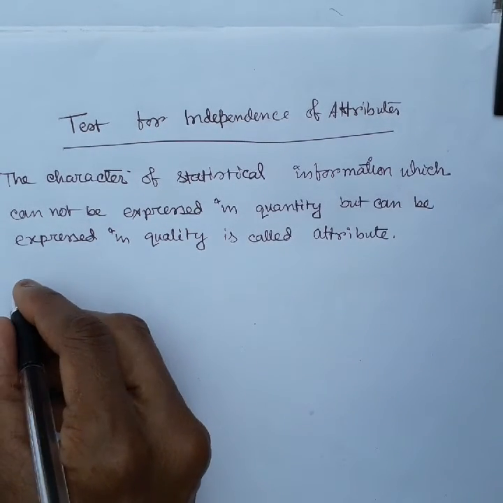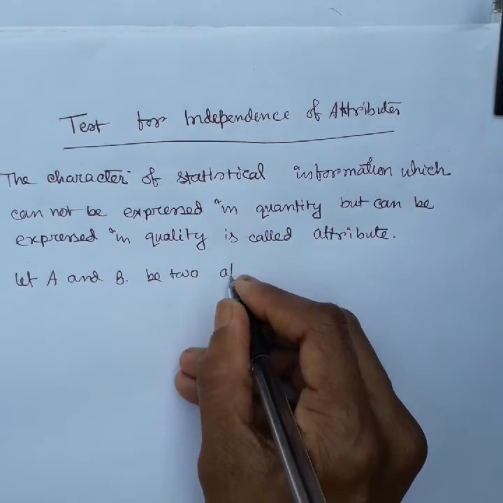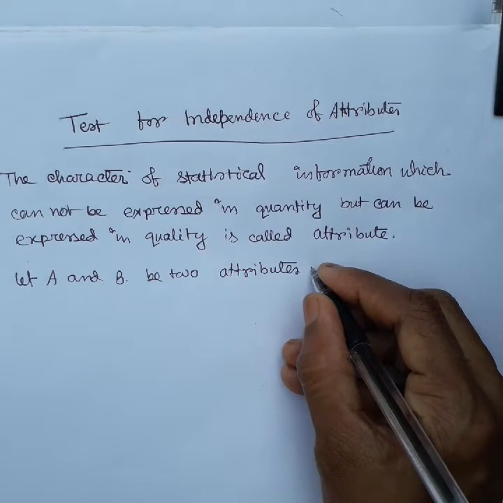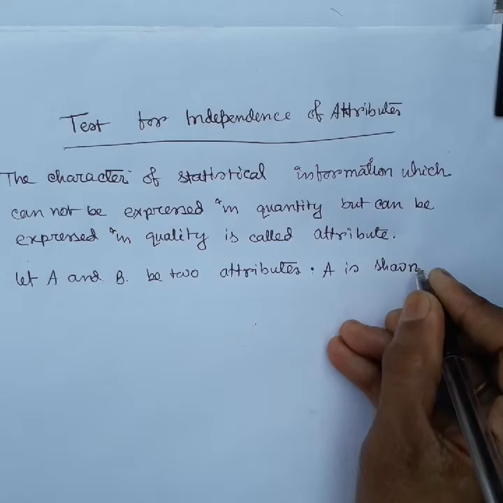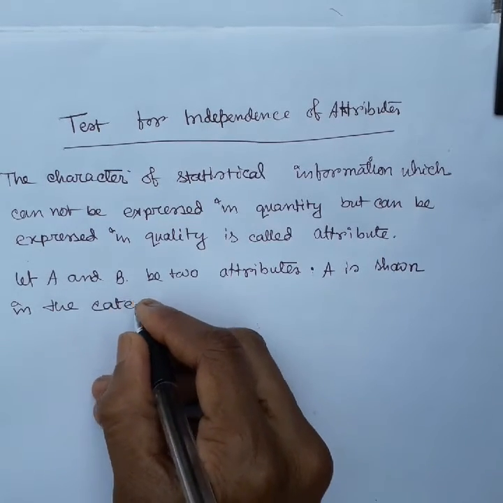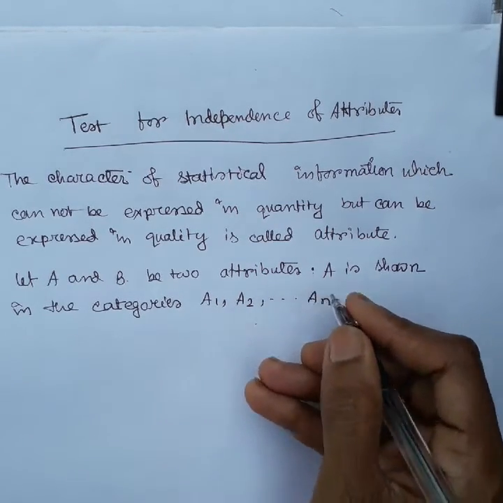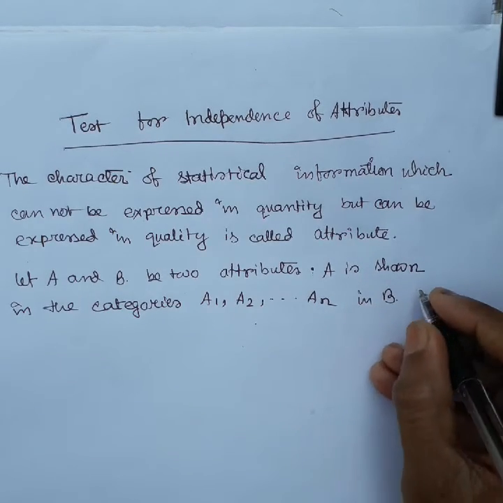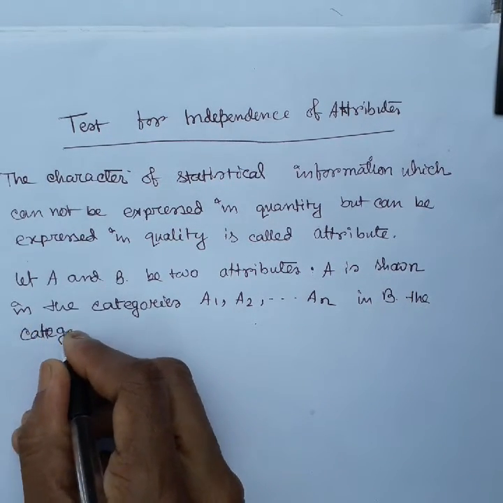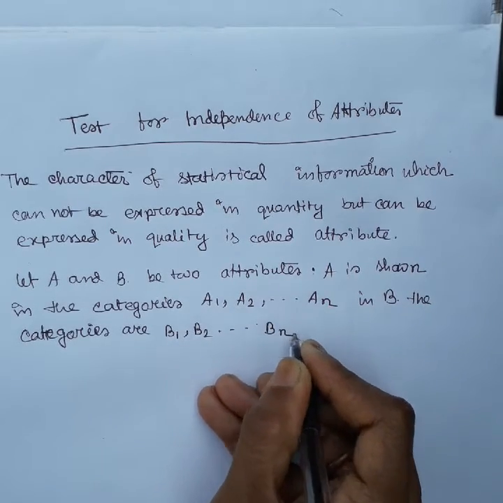Okay. Now let A and B be two attributes, and A is shown in the categories A1, A2 up to An, whereas in B the categories are B1, B2 to Bn.